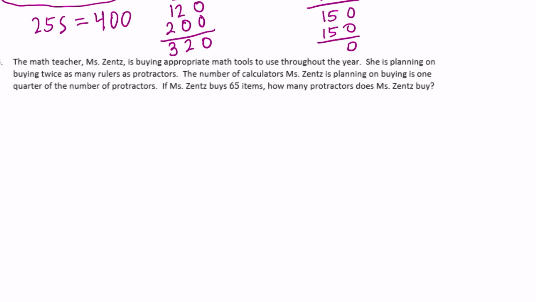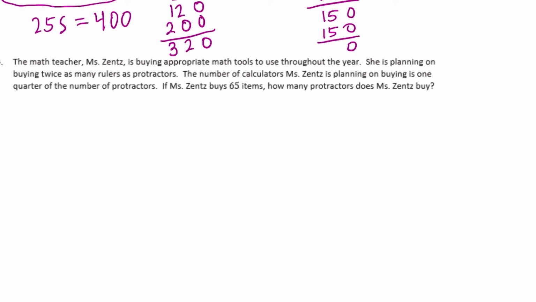Okay, so the math teacher, Ms. Zentz, is buying appropriate math tools to use throughout the year. She's planning on buying twice as many rulers as protractors. The number of calculators Ms. Zentz is planning on buying is 1/4 the number of protractors. If Ms. Zentz is buying 65 items, how many protractors does Ms. Zentz buy?